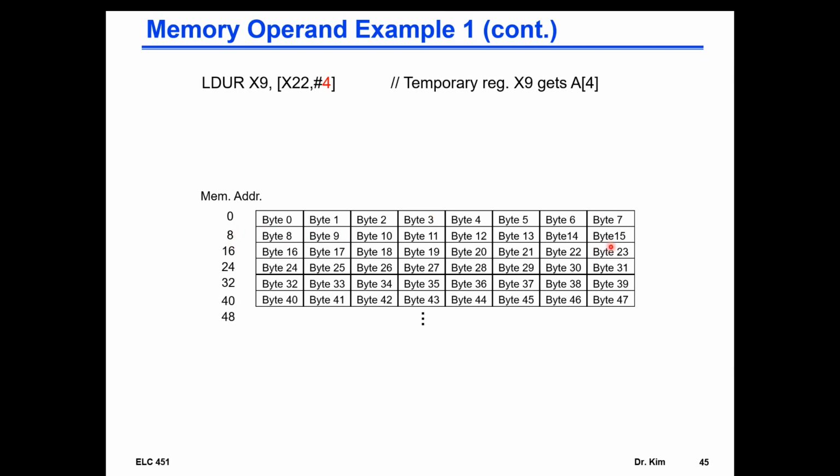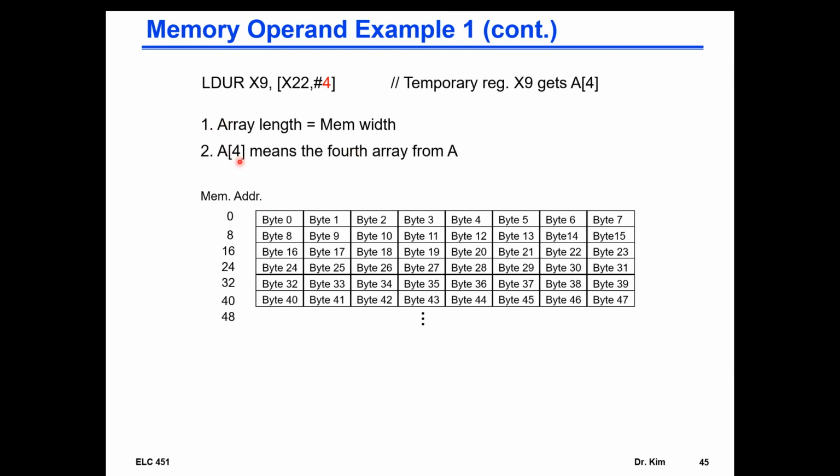Bytes 8 through 15 would represent the second element of the array, or element 1. So what that means is that this displacement needs to be the actual byte address. So we have to multiply by the number of bytes in the data type that the array is holding. Okay?